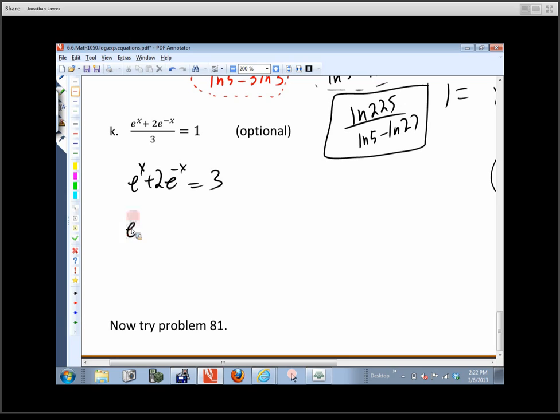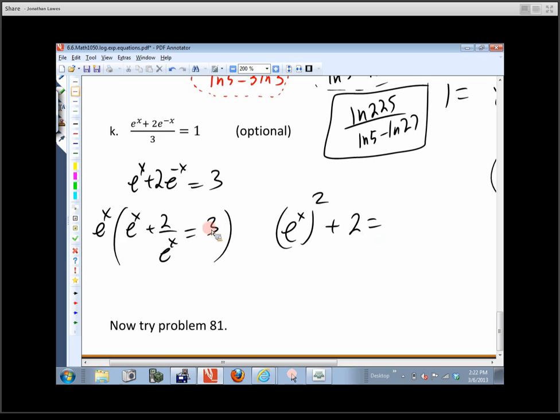What it means is this is e to the x plus 2 over e to the x equals 3. So if that's in the denominator, let's multiply by e to the x. That's going to give us e to the x squared here. What's it going to give us here? 2. And what's it going to give us here? 3e to the x. Now, how many terms does that have?